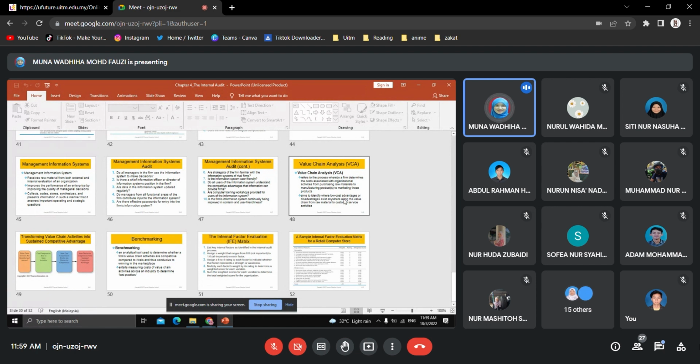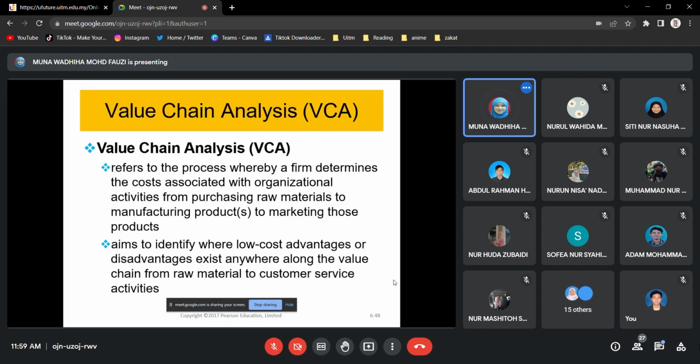So we look at value chain analysis and benchmarking. Value chain analysis may refer to the process whereby a firm determines the cost associated with organizational activities from purchasing raw materials to manufacturing products to marketing those products. The aim is to identify where low cost advantages or disadvantages exist anywhere along the value chain, from the raw materials to the customer service activities. Basically it is based on the activities in the organization, starting from purchasing raw materials, then manufacturing the product and marketing the product.